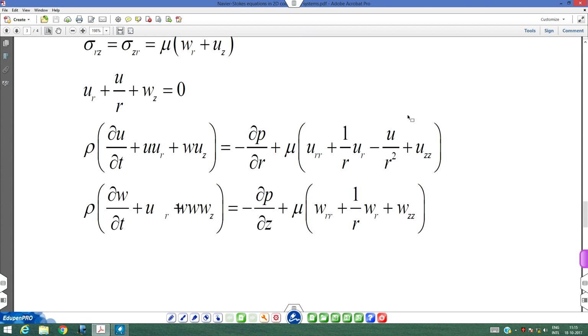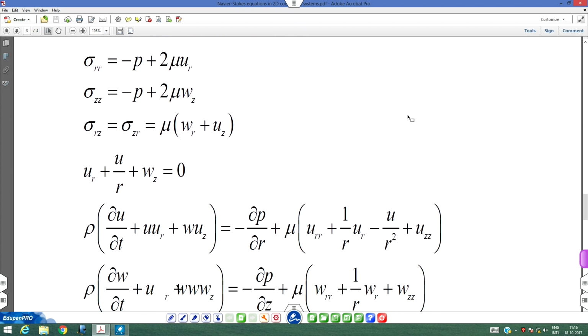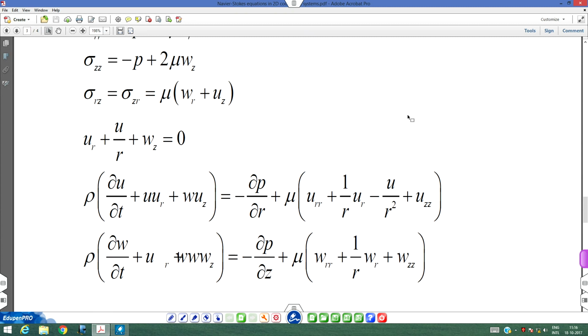What happened? I do not know if it is because of the projector. There appears to be some issue here. This document is not projected properly. I have to check that here.